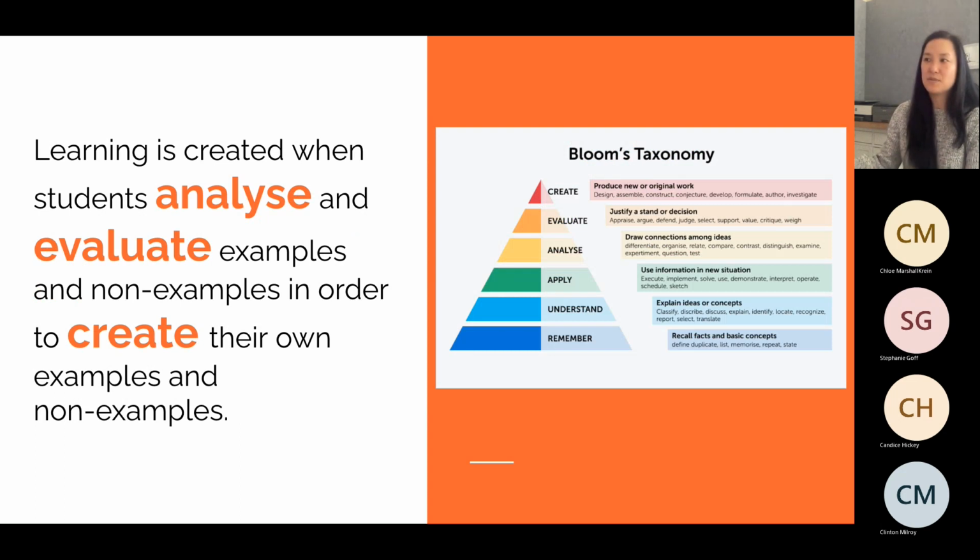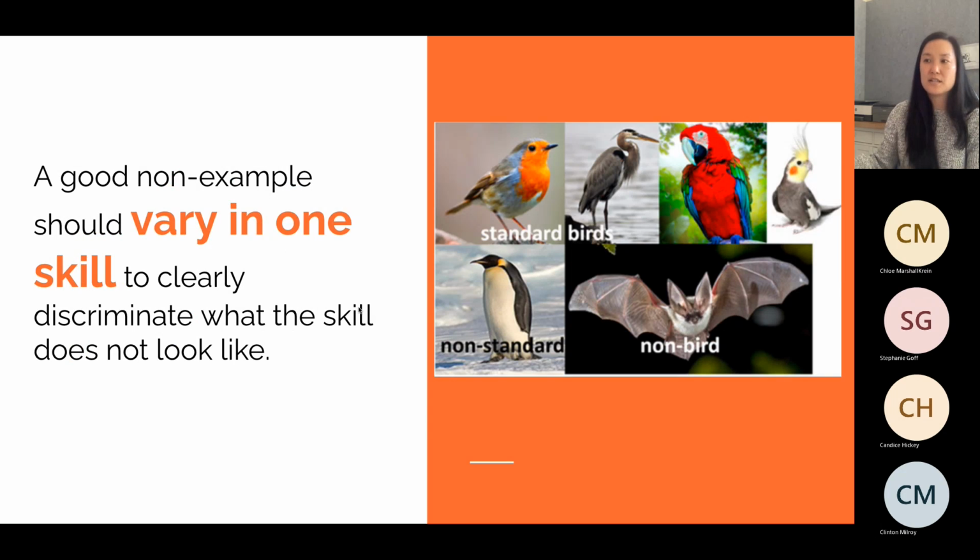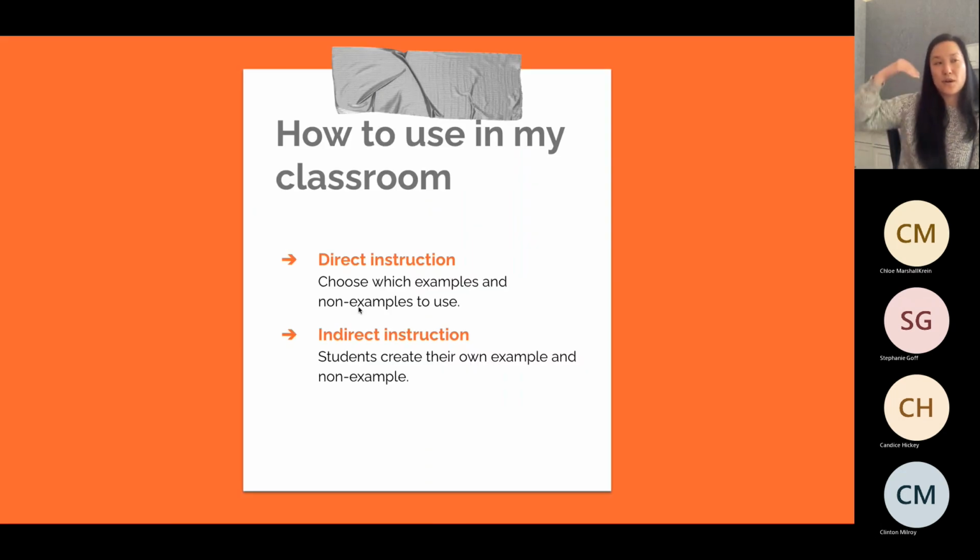If we look back at Bloom's taxonomy, which as educators we're probably very familiar with, the use of examples and non-examples is up at the top here, where students are analyzing and evaluating examples and non-examples in order to then create their own examples and non-examples. By the time you're in secondary school, this is pretty much where we want to get the students with their learning, to be able to take the knowledge and then create something with it. So that's pretty much the basis of why non-examples are really important to use in our classrooms. And now we're going to talk about how we're actually going to use it in the classroom.